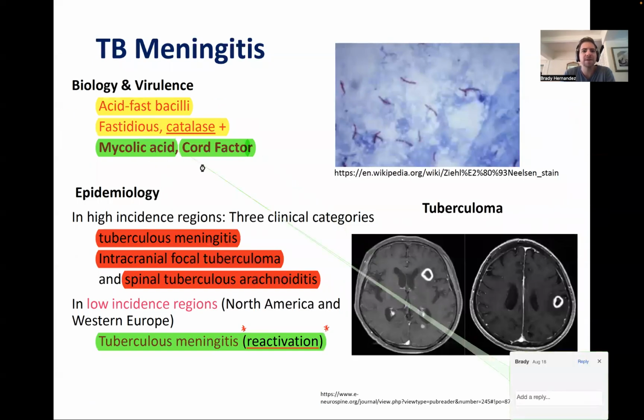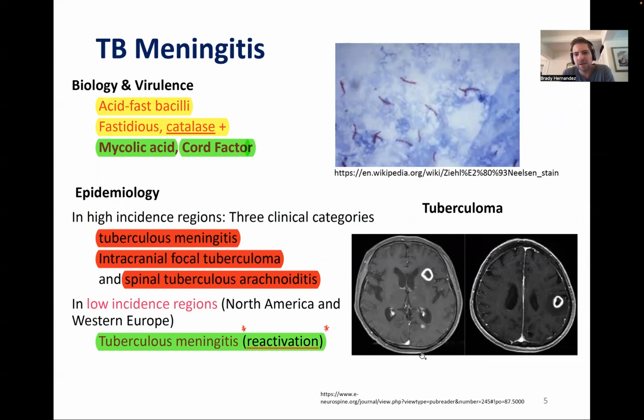All right, some of the specific things about these acid-fast bacilli, meaning they don't stain well, mycolic acid, cord factor. You'll see that there. Again, you know this by now, it is a reactivation thing, and you see those tuberculomas that form.